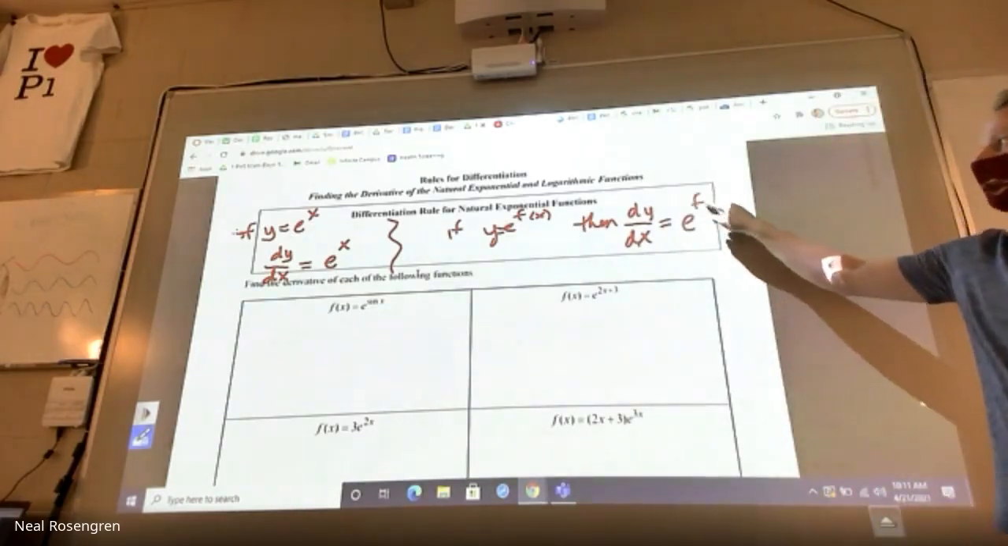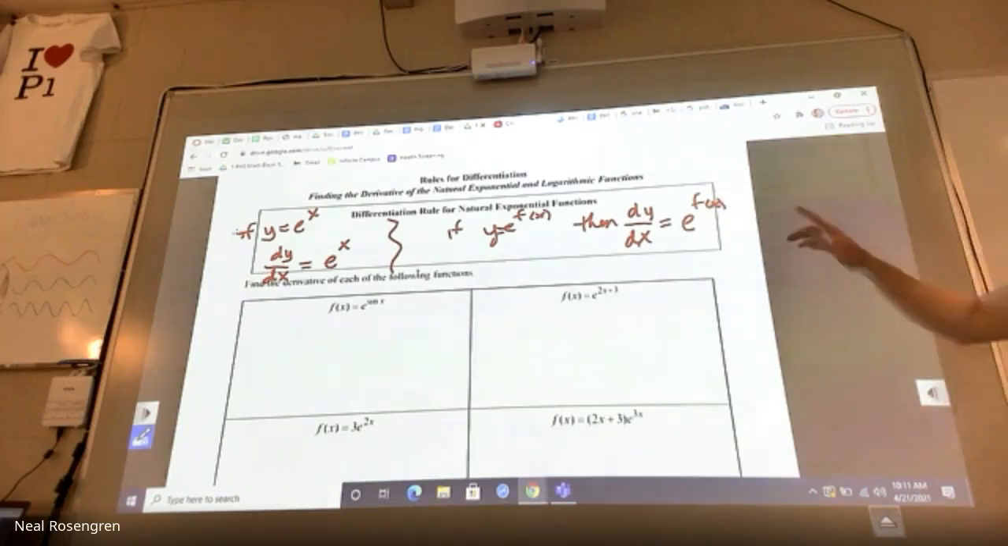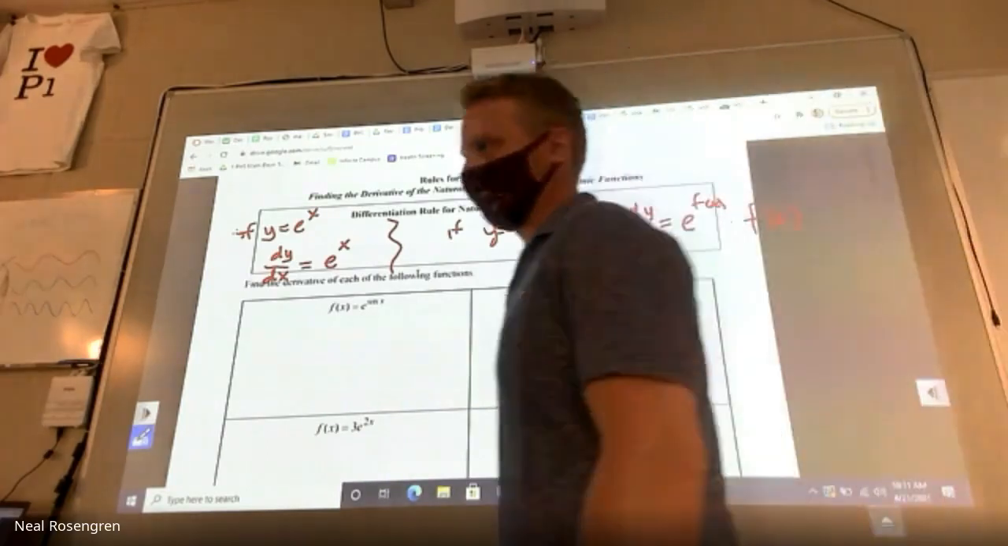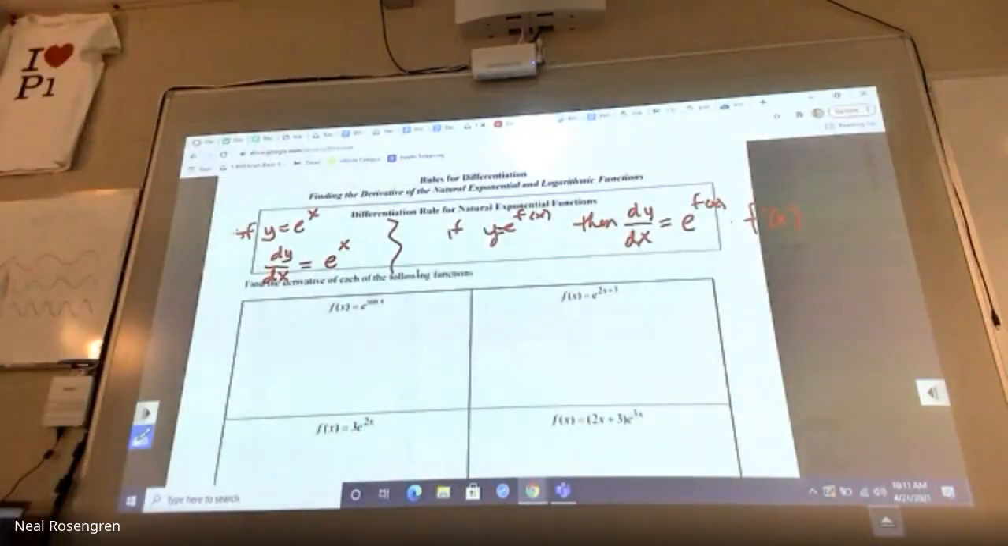whatever was given, leave it, right? Don't change it, and then do what? Times f prime, times the derivative of the exponent. Good. Now, sometimes that's all we had to do, right? Like the first one, the second one, even the third one that we looked at yesterday, it was just e to the f of x.